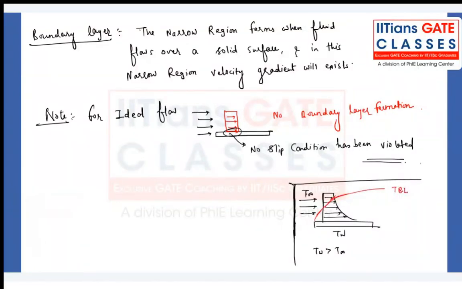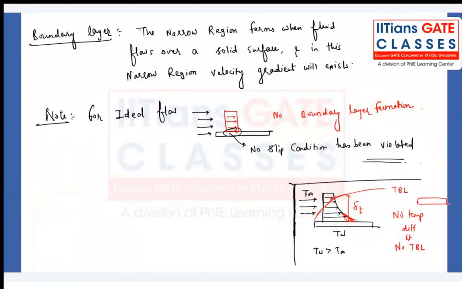Thermal boundary layer is a very narrow region where the temperature gradient exists. We denote it by delta T. This temperature gradient will exist, right? Just like we have the velocity variations, here also there is temperature variation. Because of the temperature variations, the thermal boundary layer will exist. When there is no temperature difference, there is no thermal boundary layer.